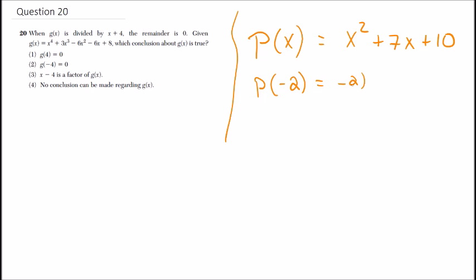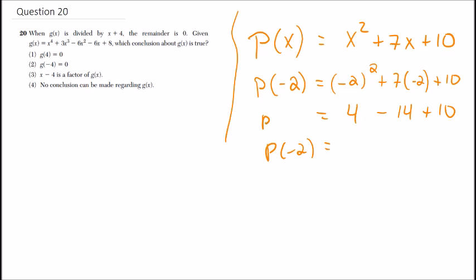I would get negative 2 squared plus 7 times negative 2 plus 10, which negative 2 squared is 4. 4 minus 14 plus 10, I would get that p of negative 2 is equal to 4 minus 14 would be negative 10 plus 10 is 0 in this case. And what this means is that our root here, negative 2, gives me 0 as my remainder.